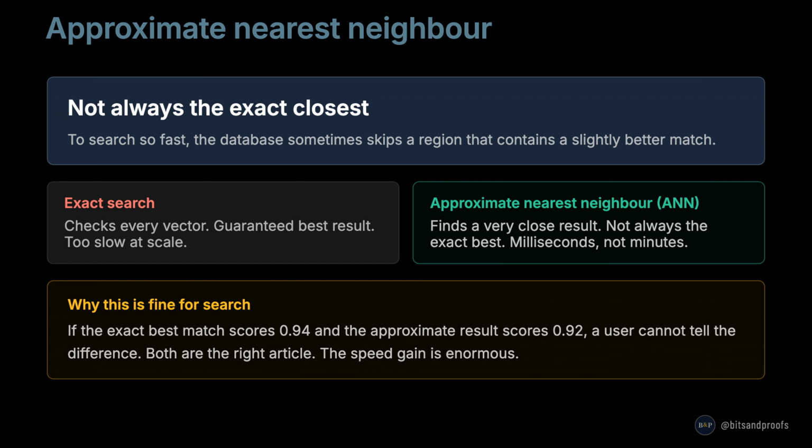This fast approach has a name, Approximate Nearest Neighbor Search, or ANN. The word approximate is important. It does not always find the exact closest vector. To skip regions quickly, it sometimes misses a slightly better match in another region. The result it returns is very close, but not always the perfect best. For search, this is completely fine. If the exact best match has a similarity score of 0.94 and the approximate result scores 0.92, the user cannot tell the difference. Both return the right article. The speed gain is enormous, and nothing important is lost.